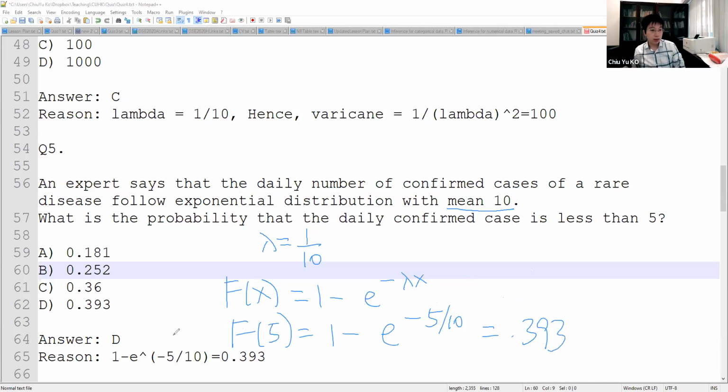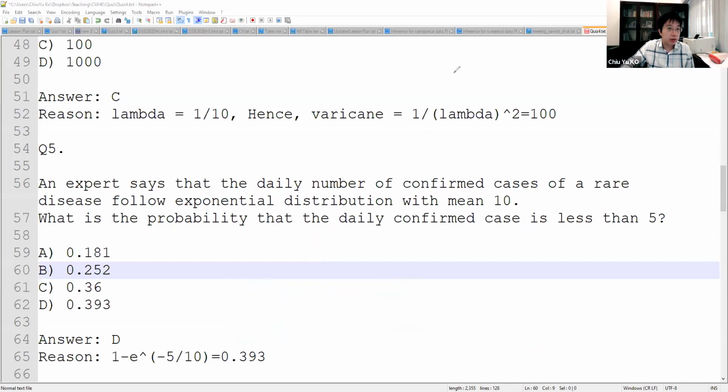Sorry for the wrong answer, but don't worry. In the final exam, there will not be any multiple choice, so there's no worry about the answer as long as you get it correct. Okay. Any question? If no, then we go to the next one.